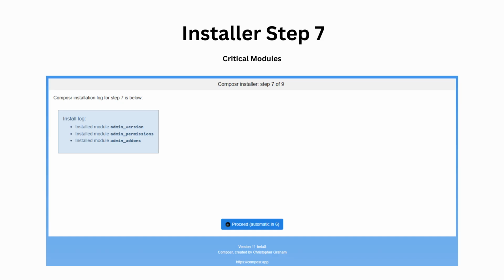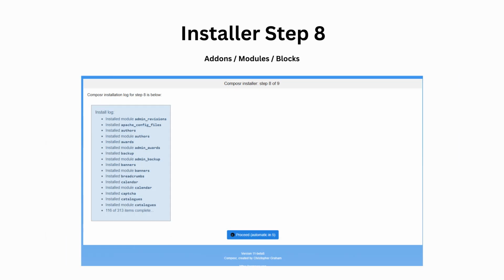These have to be installed before any other add-on, module, or block is installed because they rely on the database tables created by these critical modules. In step 8, the remaining add-ons, modules, and blocks are installed. This is done in increments in order to prevent server timeouts.